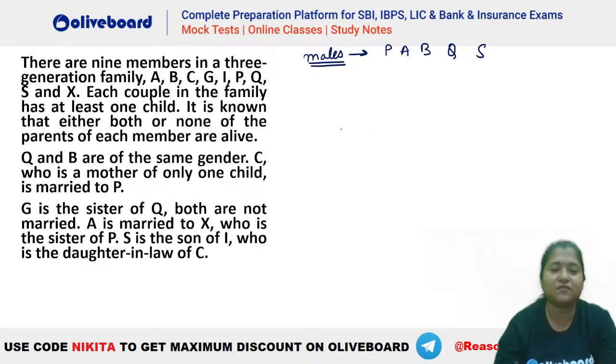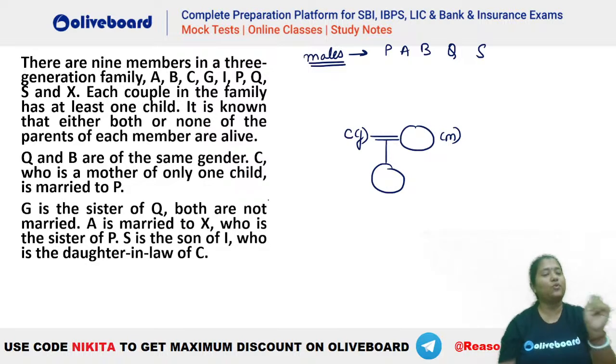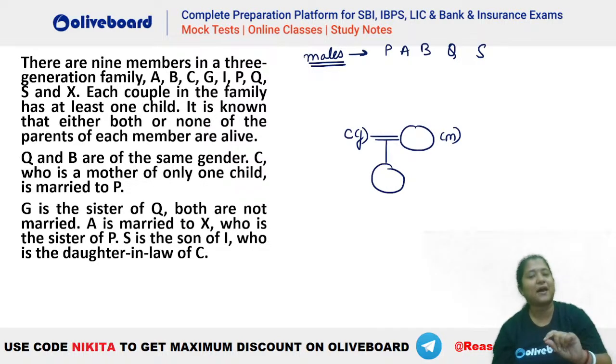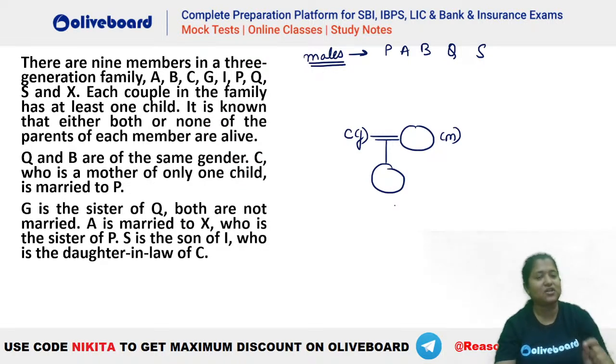C, who is the mother of only one child. So C has to be a female person. She is the mother of only one child. So C should be having a spouse here, right? So C, the mother of only one child, is married to P. Now this comma here, you can see C, who is mother of only one child, is married to P. So we are given two informations about C, that is C is the mother of only one child, and C is married to P here, right? So that means P will be the husband of C.